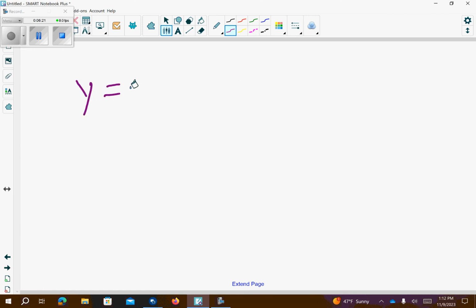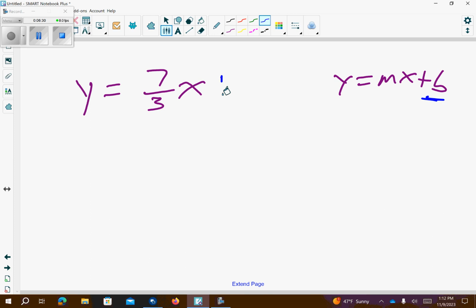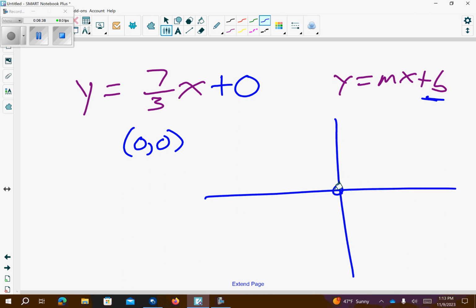Last problem I'm going to work out is let's say we have a problem that looks like this. Okay, this is similar to y equals mx plus b. But I'm missing my b value. So what I'm going to do is I'm going to put a plus 0 right there. So that means that my y-intercept is 0, 0. So right at the origin. And then my slope is going to be 7 over 3. So up 7, 3, 4, 5, 6, 7, right 3. Looks like that.